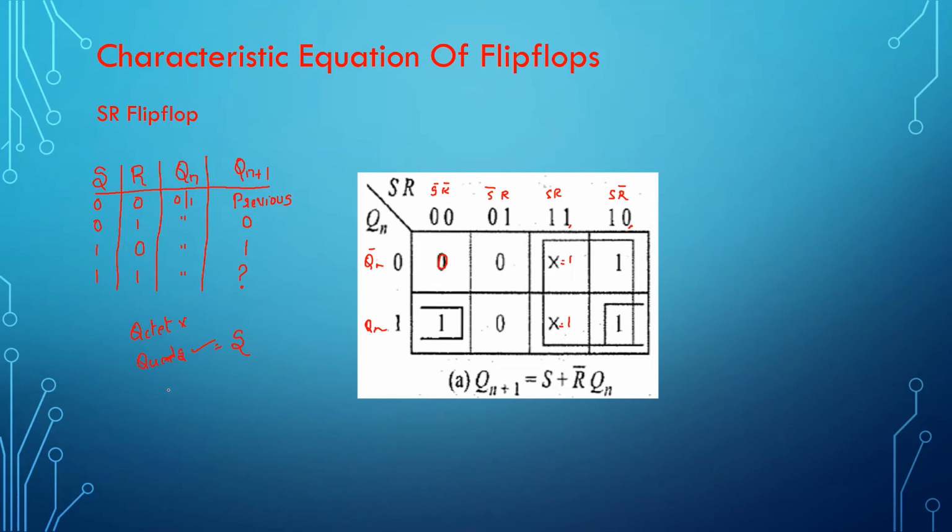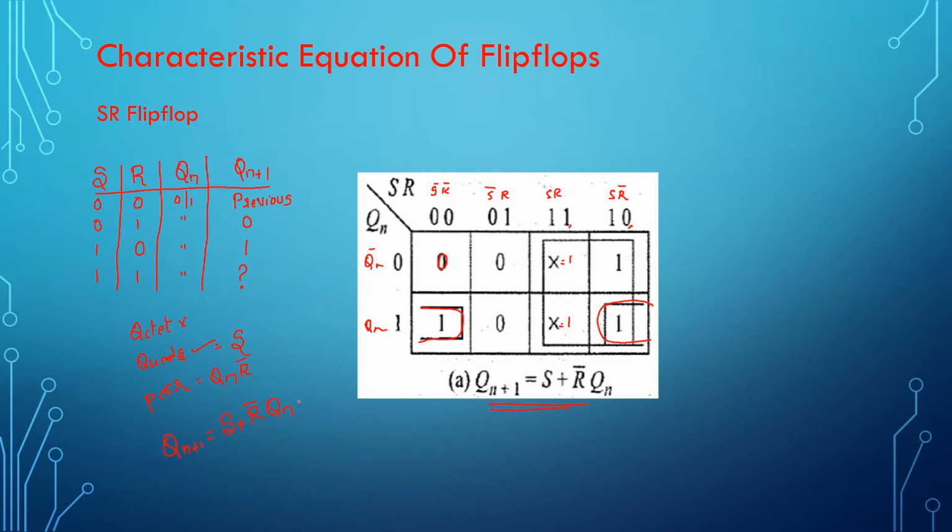I'll go and check for a pair. And yes, a pair is possible. So you can pair this one with the one that is available here. When you group these ones into a pair, you can check the term corresponding to that. The term corresponding to that vertical is Qn. And horizontally, S bar is changing to S, and R bar is remaining R bar itself. So this will be R bar. So writing the characteristic equation, Qn plus 1 will be equal to S plus R bar into Qn, which is written here.